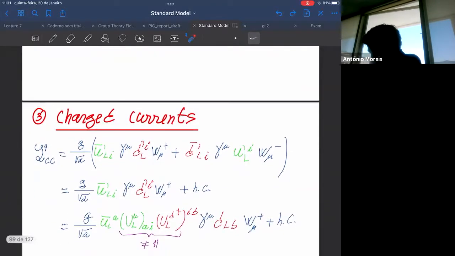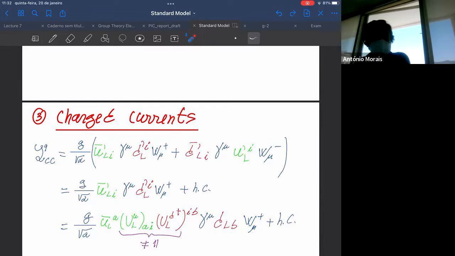So first, rotate the primed fields to the unprimed mass basis. So let's rotate to a basis where we have fields diagonal in mass. And we get this that you see here below. And you get the matrix that diagonalizes the left-handed down quarks here in red and the left-handed up quarks here in green. And this is not identity in general.